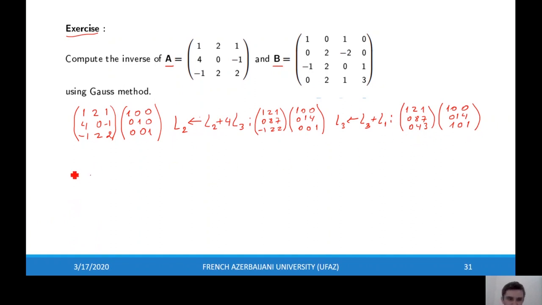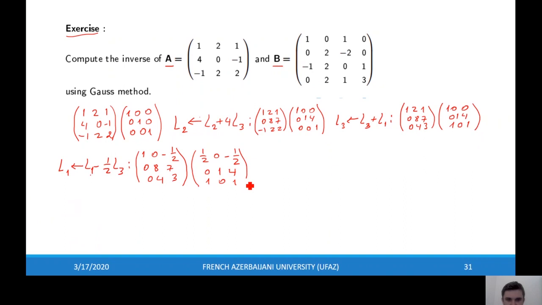And then here, instead of the first line, we write the first line minus 1 over 2 of the third one. It will be 1, 0, minus 1 over 2, 0, 8, 7, 0, 4, 3, and 1 over 2, 0, minus 1 over 2, 0, 1, 4, 1, 0, 1.